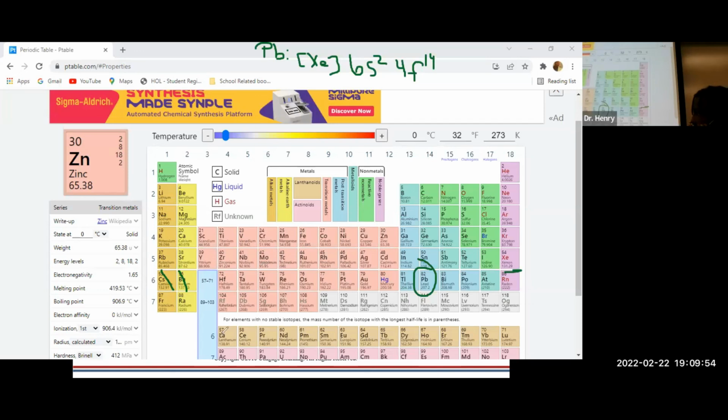Okay, so then we come down here. That's 14 right here: 1, 2, 3, 4, 5, 6, 7, 8, 9, 10, 11, 12, 13, 14. We know that this one is really part of the d, right? So then it's 5d10: 1, 2, 3, 4, 5, 6, 7, 8, 9, 10. So that's 5d10, and 6p2.